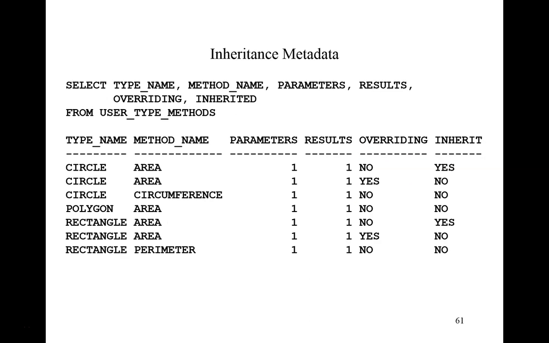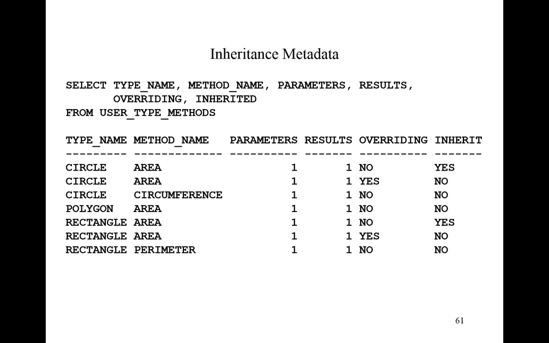Examining user type methods reveals that circle has area, and this is listed twice, and the same occurs in rectangle. Recall that area is defined in polygon, and it was inherited. The key here is that area has been overridden. We inherited it, but we also defined our own version of it by overriding it, both in circle and in rectangle, and that's reflected here in the output.